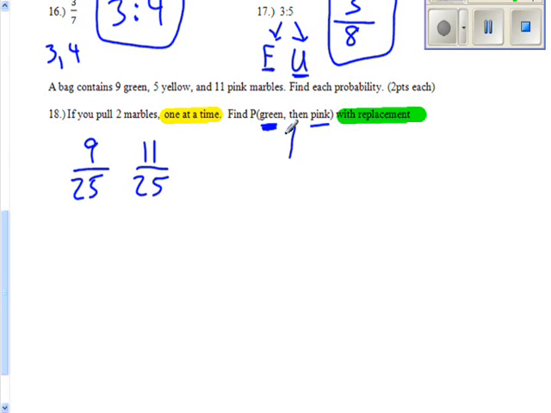The word then implies the word and. It's and then, not or then, okay? So and means we multiply. So now I'm going to multiply these guys. And when I do that, I get 99 over 625, okay? And it doesn't look like that one's going to reduce, okay? And that's it, all right? But again, the key there was the 1 at a time. The 1 at a time tells us that it's simple probability. Okay?